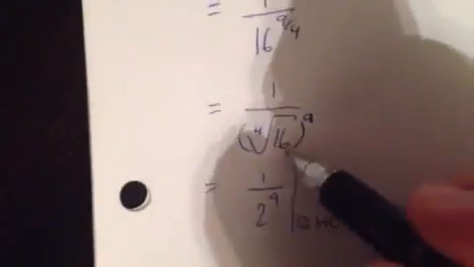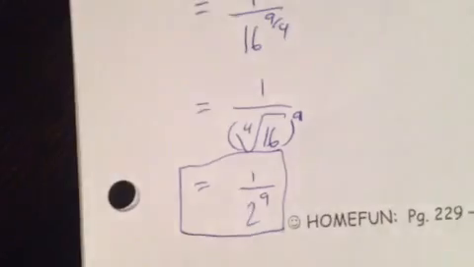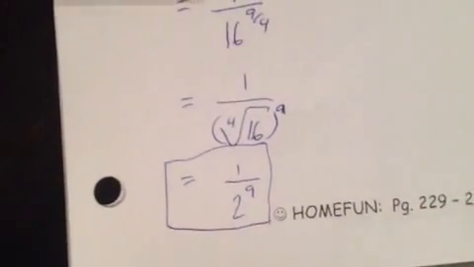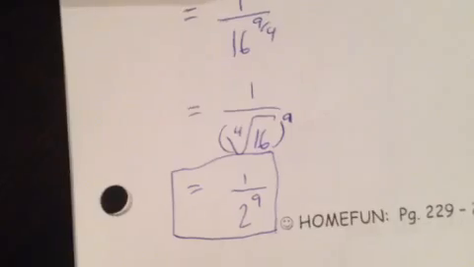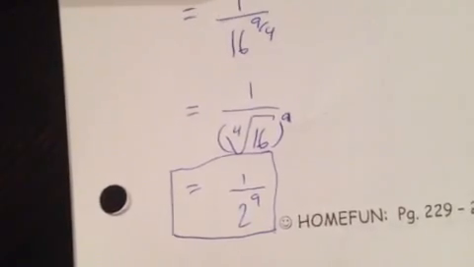And if you'd like to leave this like this, you can leave it like that, because 2 to the power of 9 is a big number. Or if you have a calculator, you can do that and come up with 2 to the power of 9, if it's not too big.